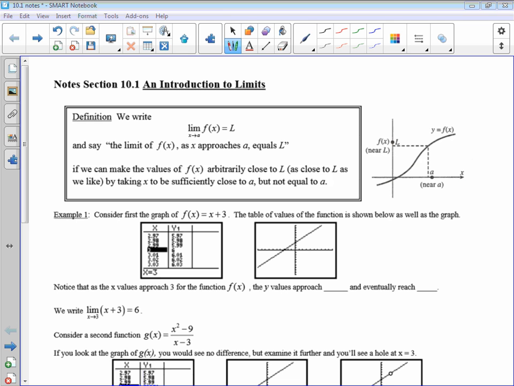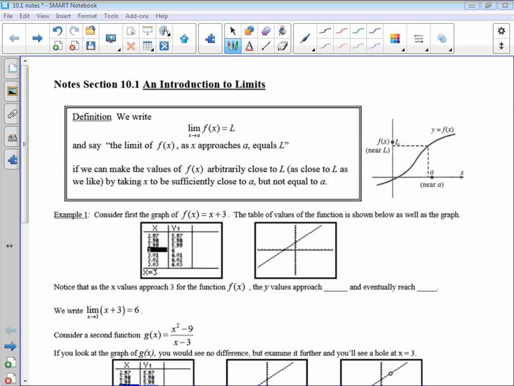Yeah, the notes are the first page in your packet. We are looking at limits. We've already talked about these briefly when we did the continuity test, so we'll just look at it a little more formally right now. There's a lot of information on this page. We're going to look at some of it.